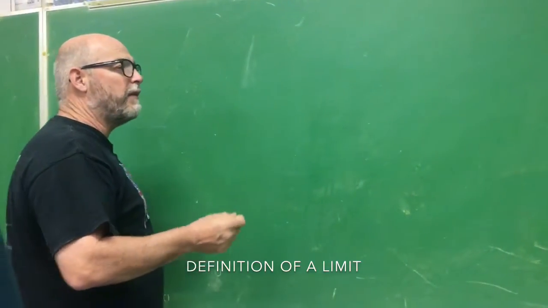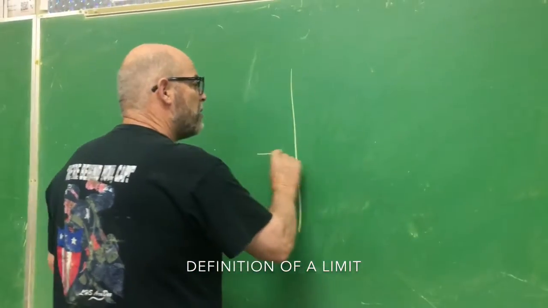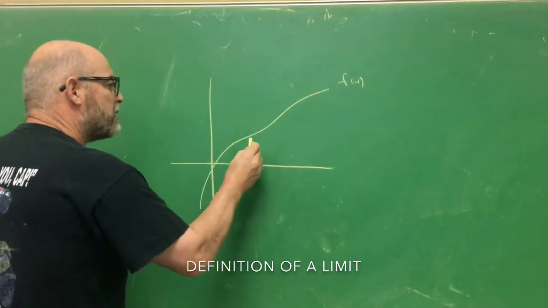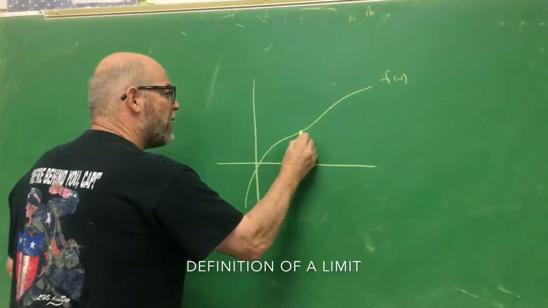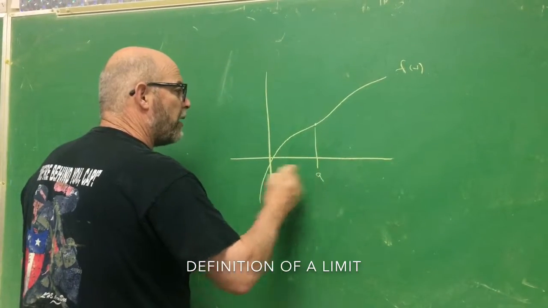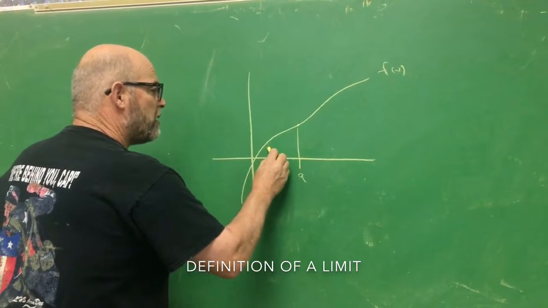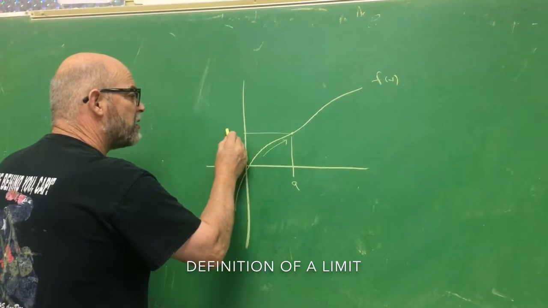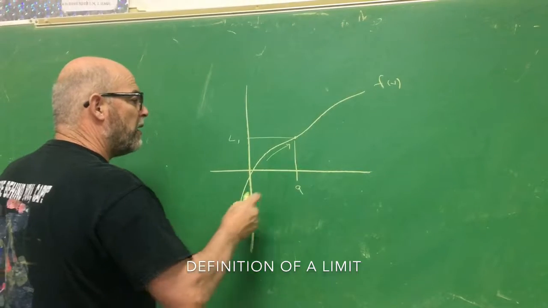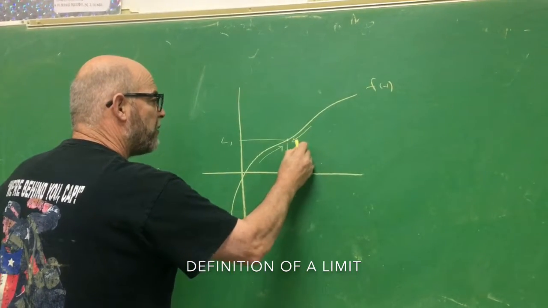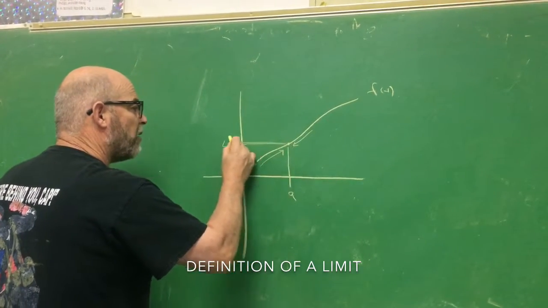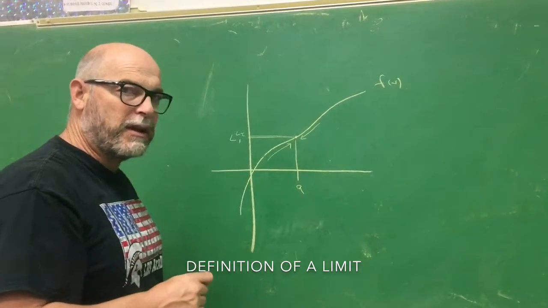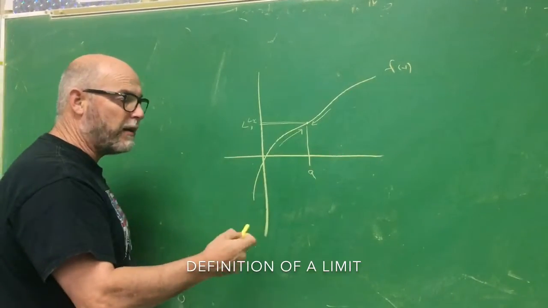This is the informal definition of a limit. So here's your graph of f of x. Let's say we want to know what the limit is as x is approaching a. As x is approaching a from the left, it is approaching this value L1. And as x is approaching a from the right, it is approaching a value L2. Now if L1 equals L2, then the limit exists and it equals f of a.